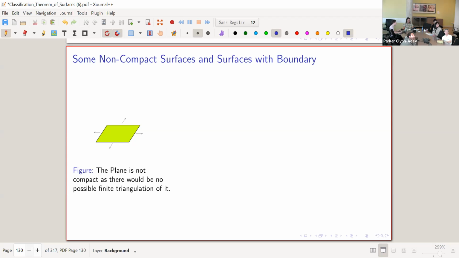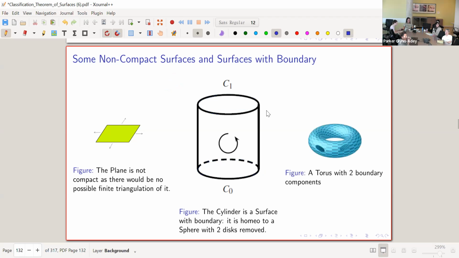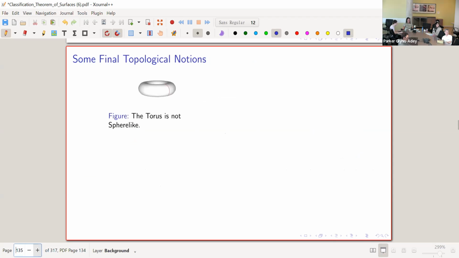So here are some examples of non-compact surfaces. The plane is not compact because there's no finite triangulation of it. You can never put triangles on it so that you'll have a finite triangulation. It's just not possible because it's infinite. The cylinder is a surface with boundary. So it has 2 boundary components. Here's 1 disk removed, and here's 2 disks removed. And you can think of this as removing 2 disks from the sphere, which we've seen already. And also here's a torus with 2 boundary components, and the boundary components are just right here in case you can't see them.